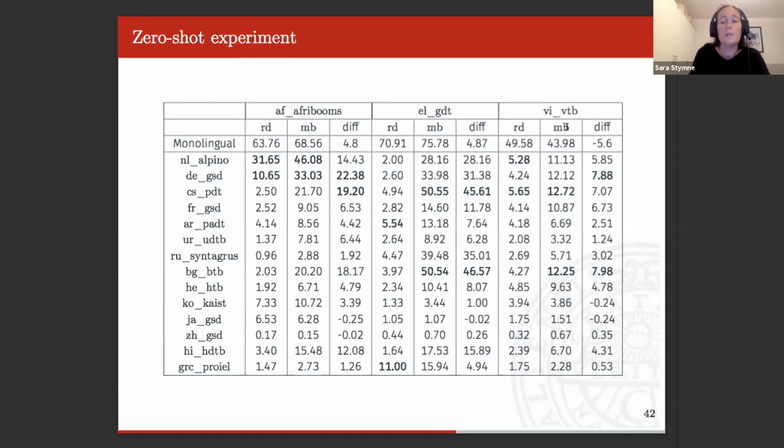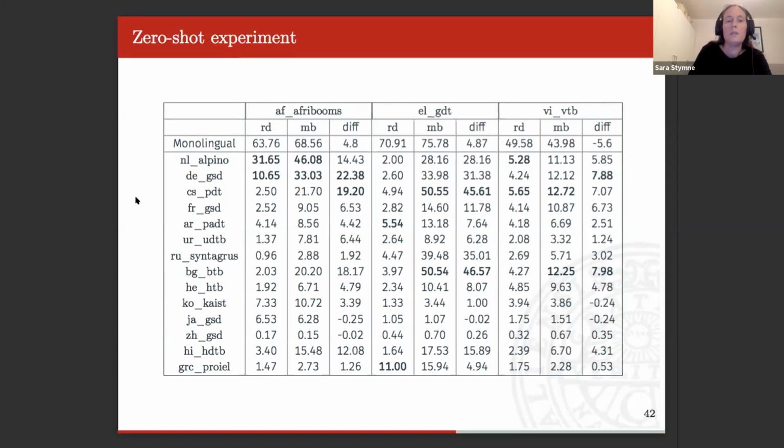For Vietnamese, though, there still are really no languages that give good parsers. So again, this seems to indicate that Vietnamese just is not very well represented in multilingual BERT. And again, these results confirm that closely related languages are often a very good choice.